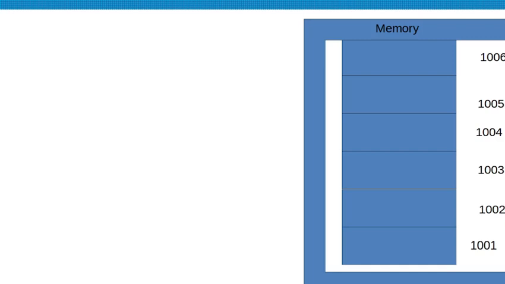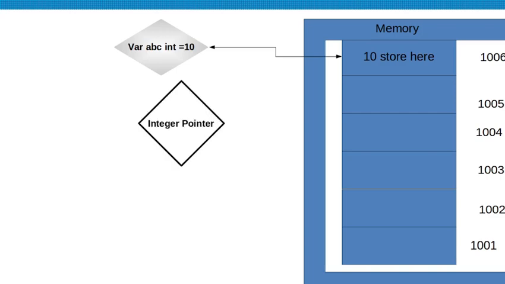If we create an integer type variable like ABC, whose value is 10, it is stored somewhere in memory. Let's say the compiler allocates memory, and the memory address is 1006. Please keep in mind the address of ABC is 1006. Let's create an integer pointer, for which we allocate a new memory address, in which we store the address of ABC. So the address of ABC is 1006, and indirectly we point to the value 10. That is for reference purposes. A pointer is nothing but something we use from the reference perspective.